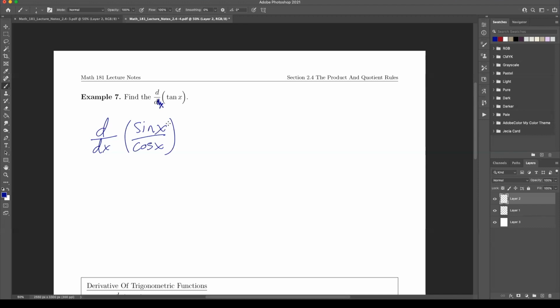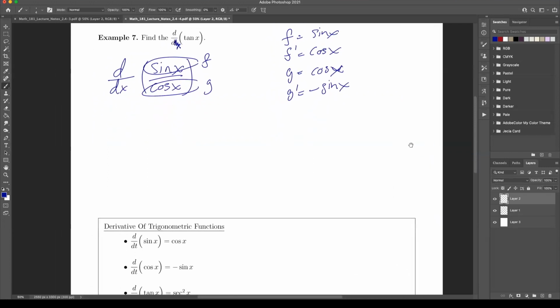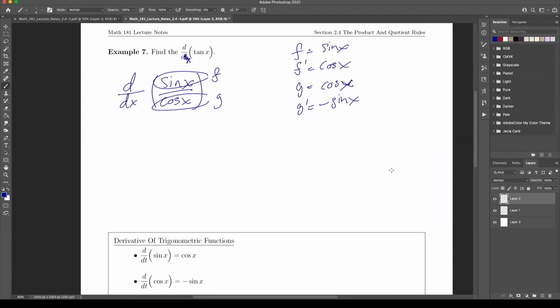And so how would we do this? Well, we'll just make this f and we'll make this g. And so here f is equal to sine of x. F prime is equal to cosine of x. G is equal to cosine of x. And g prime is equal to minus sine of x. All right, so let's calculate this. So we'll go ahead and plug that in.